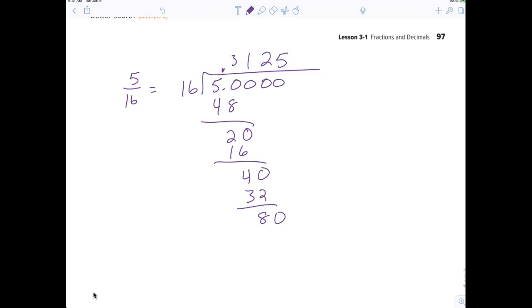Now, if you're sitting there going, man, how are they knowing 16 times 1, 2, 3, 4? You just have to do what with your math facts? Practice a little bit, right? Just have to practice. All right?